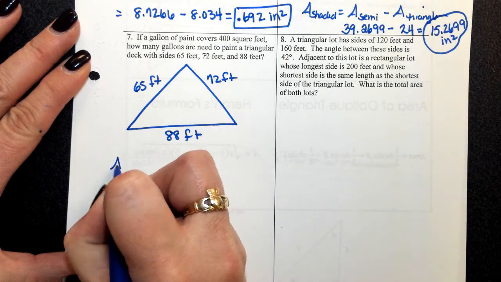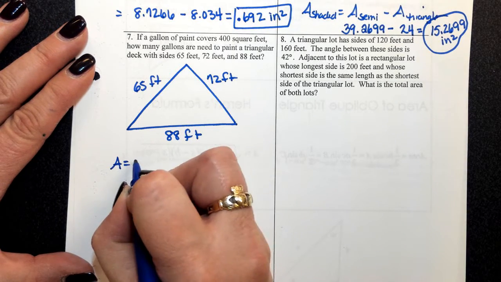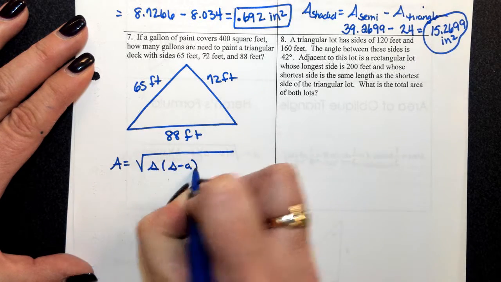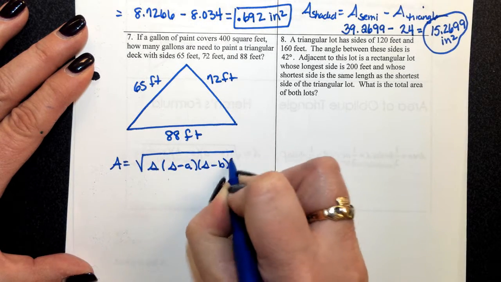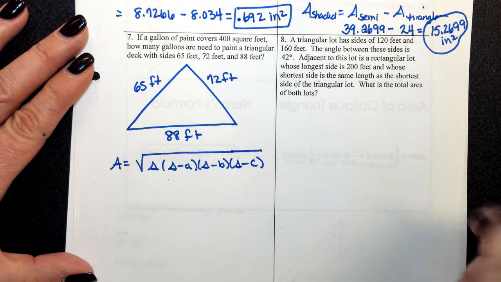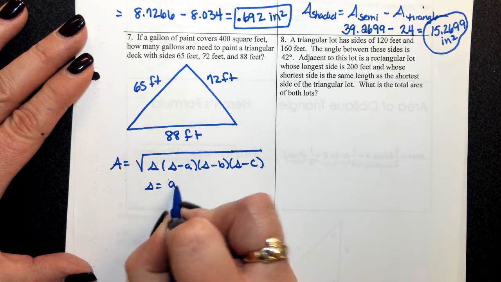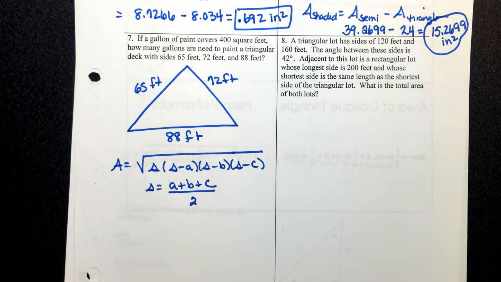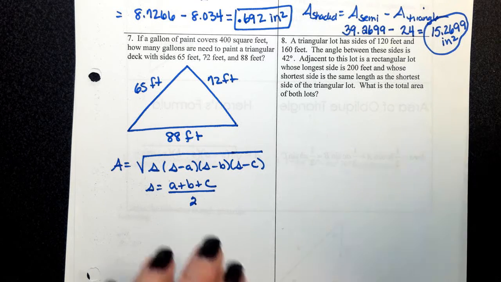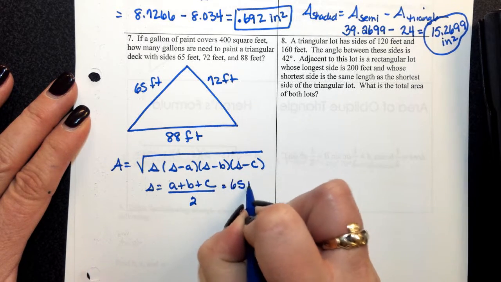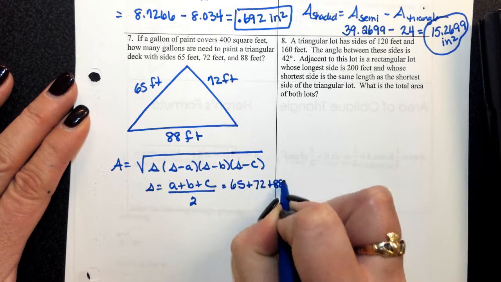So again, you're going to use Heron's area formula, which again is the square root of S times S minus A times S minus B times S minus C. Remember, S is half the perimeter. So before you use this formula, you have to calculate the S value first. So I have to take 65 plus 72 plus 88 and divide by 2.